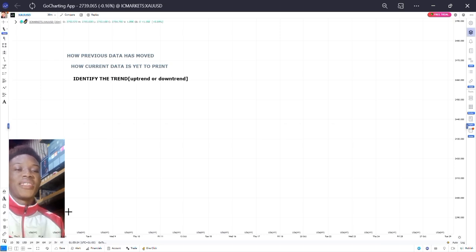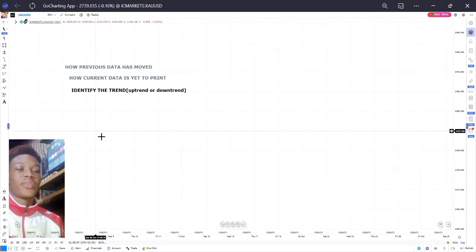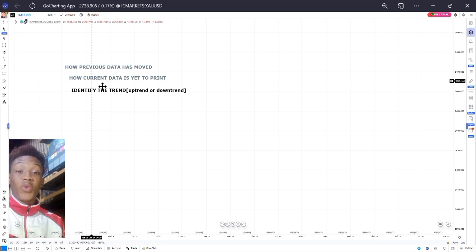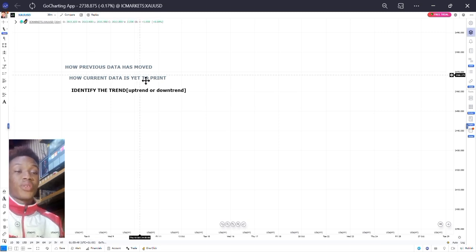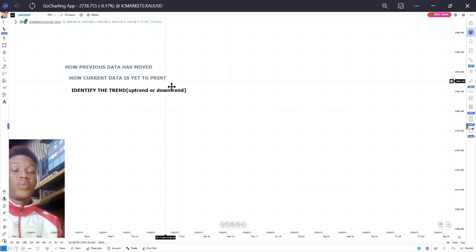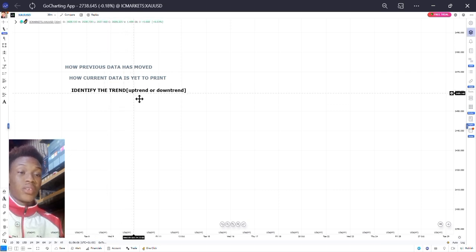When I first opened my chart, what are the things I had to put into consideration? First of all, how previous data has been moved. That's the one thing I put into consideration. Then secondly, how current data is yet to print. Then after being able to identify this, the next step is to identify the trend, if it is an uptrend or a downtrend. Those are the first three things I need to put into consideration.